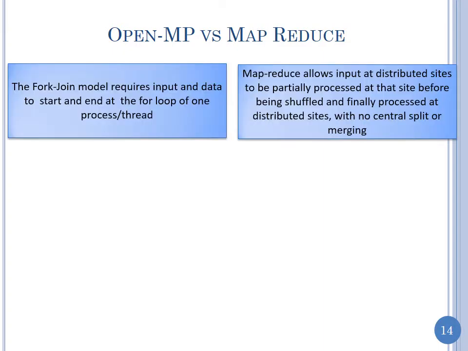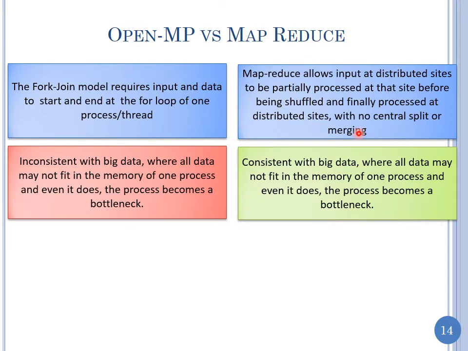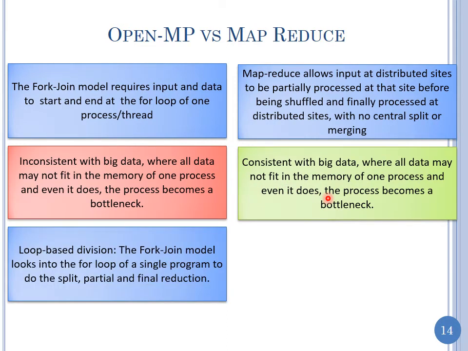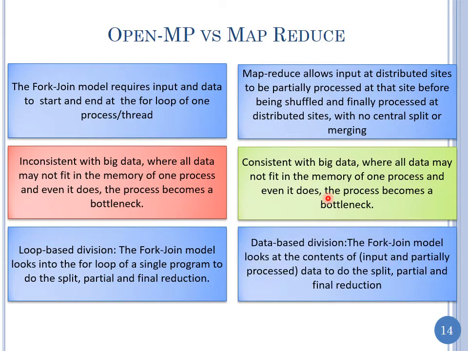So OpenMP versus MapReduce. I'm repeating a few things just to make sure they sink in. So the fork-join model, starting at a for loop, versus distributed sites with shuffling rather than concentration of the data into one process. So there's no merging. And the reason is that this is inconsistent with big data, and this is consistent with big data. This has a bottleneck. This doesn't have a bottleneck. So this is loop-based division, and here we have data-based division.